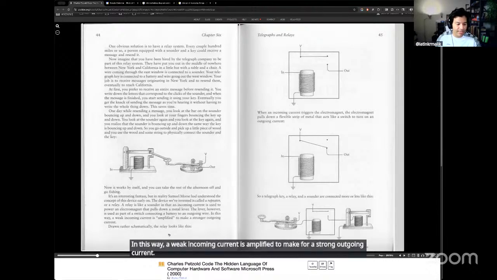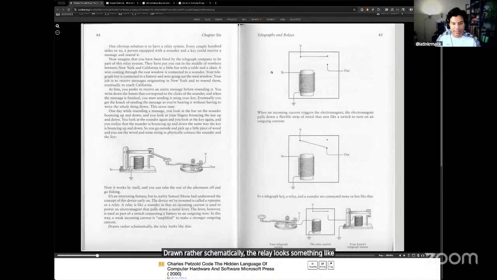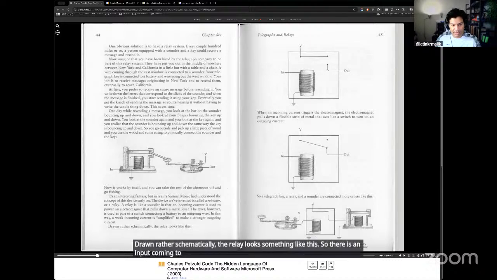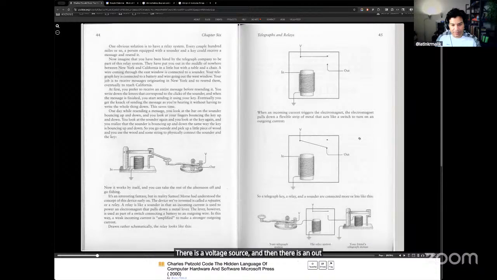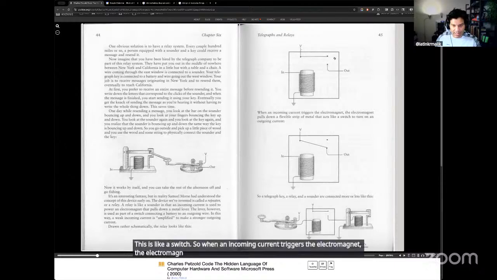Drawn rather schematically, the relay looks something like this. There is an input coming to this magnet. This is connected to earth. There is a voltage source, and then there is an out here. This is like a switch. So when an incoming current triggers the electromagnet, it pulls down the flexible strip of metal that acts as a switch to turn on the outgoing current.